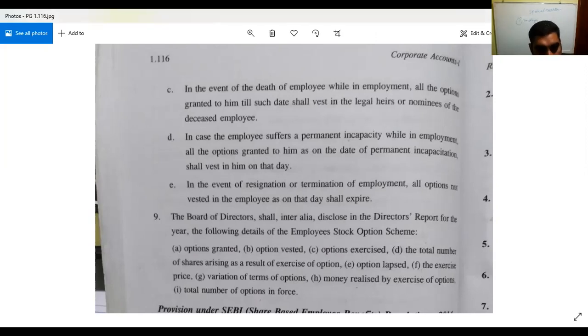So this is the case with regard to the Companies Act. What are the provisions with regard to such an ESOP scheme?